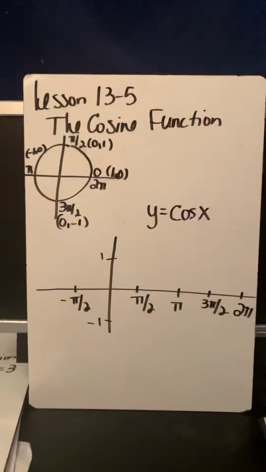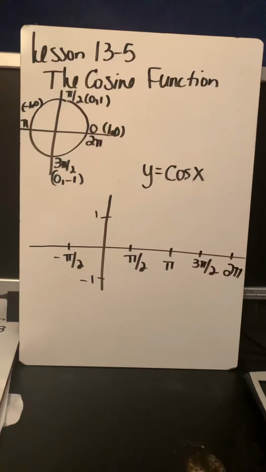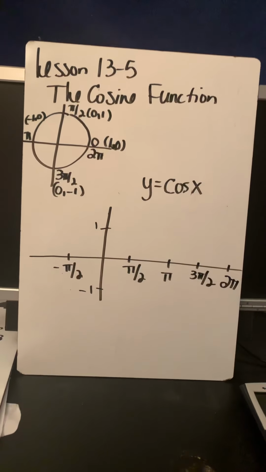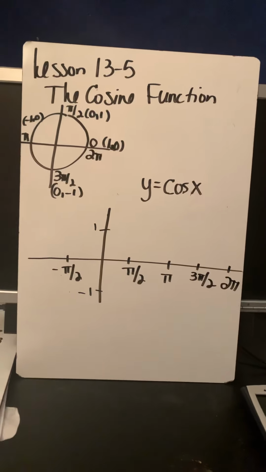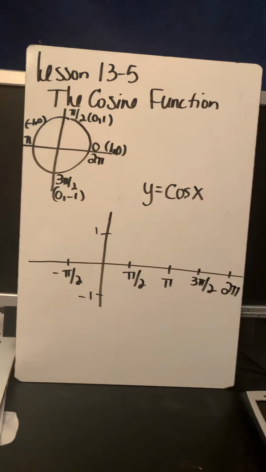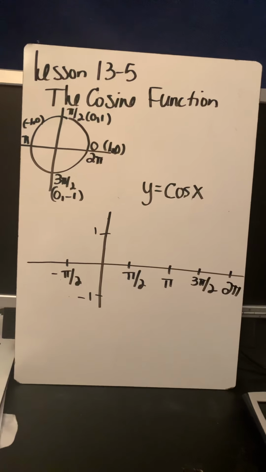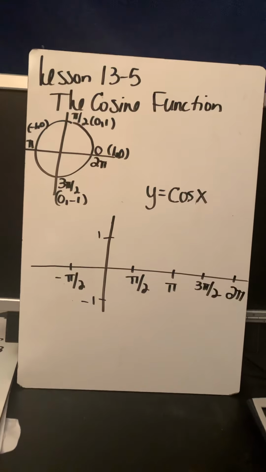All right, Algebra 2, today we're going to be doing 13.5, the cosine function. It is similar to the sine function in its wavelength. The only thing different is its starting point. Period, amplitude, frequency, cycle, all of those are going to stay the same, or the methods of finding them are going to stay the same.